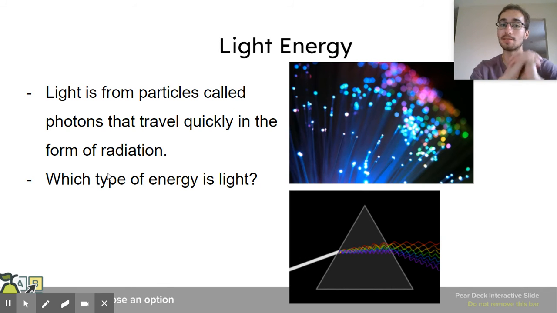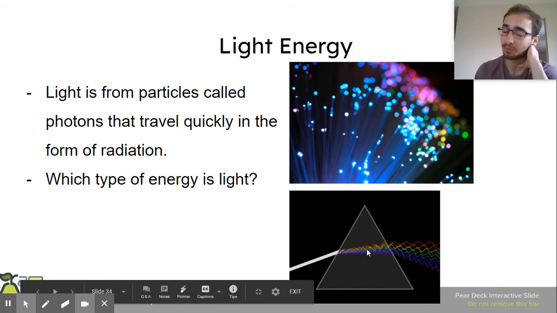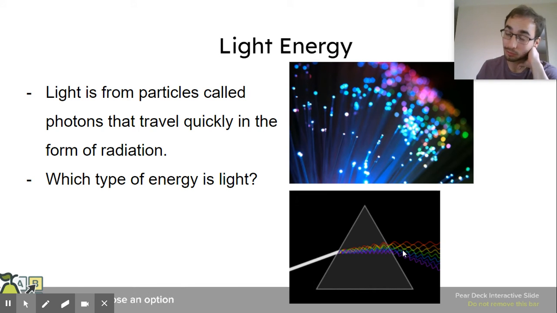Light energy is similar. Light is very complicated, and it comes from particles called photons that travel very quickly, and it often can be considered a form of radiation because it travels like a wave. And it moves quickly, so what type of energy is light? You should notice light is moving, it should be kinetic.